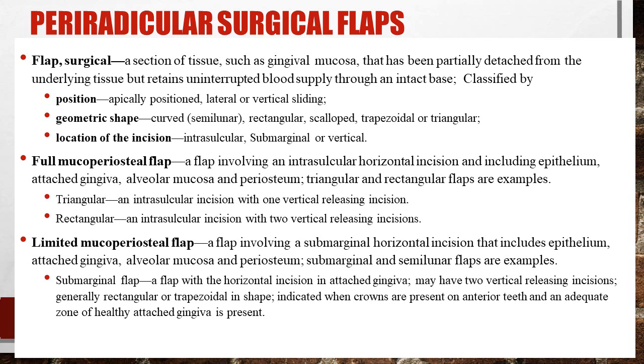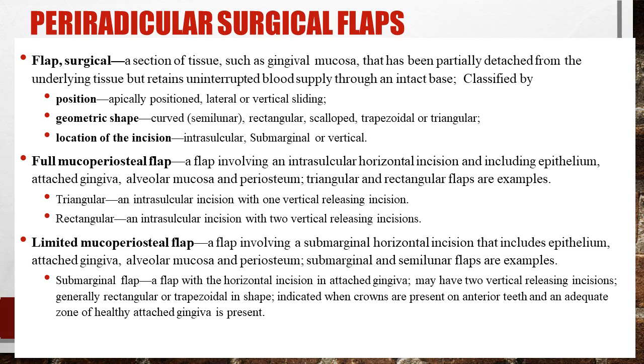So you have your apically positioned flap, your lateral or vertical sliding flap. Then, based on the shape, you can have your semilunar flap, the rectangular flap, the trapezoidal flap. In the department of endodontics, we generally go in for a trapezoidal kind of flap. The reason will be disclosed in the later slides. Then based on the location of the incision, it can be either intrasulcular, submarginal, or vertical. For endodontics, we have a combination of your vertical and your intrasulcular, or vertical and your horizontal incisions. So it is going to be a combination to create a trapezoidal flap.